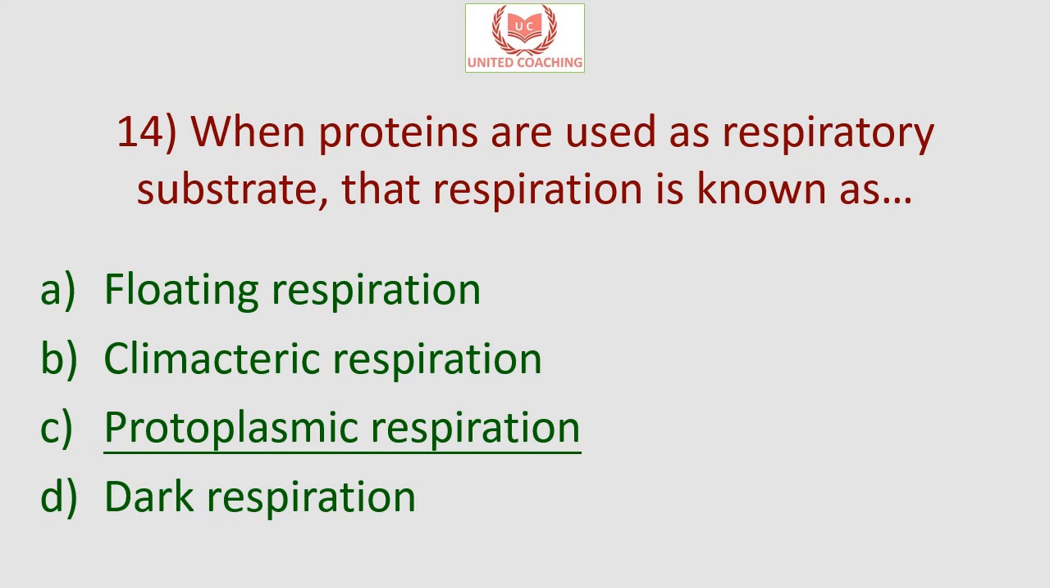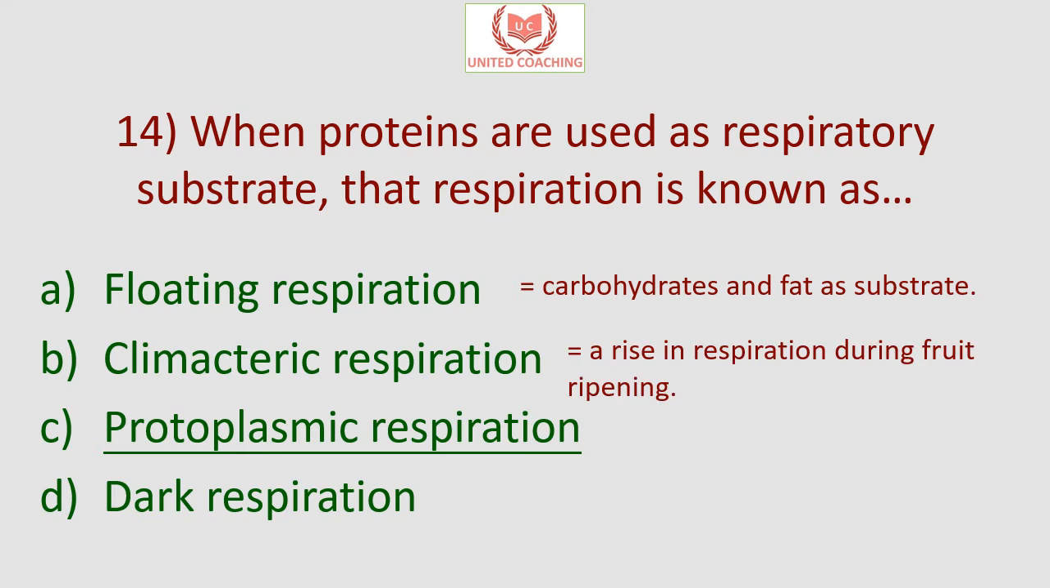Respiration which utilizes proteins as substrate is called protoplasmic respiration, whereas respiration that uses carbohydrates or fats is termed floating respiration. Climacteric respiration is a rise in respiration during fruit ripening, and dark respiration, or simply respiration, is the respiration in plants regardless of light, dependent on the sugars produced during photosynthesis as substrate. So for the question about proteins as respiratory substrate, the answer would be protoplasmic respiration.